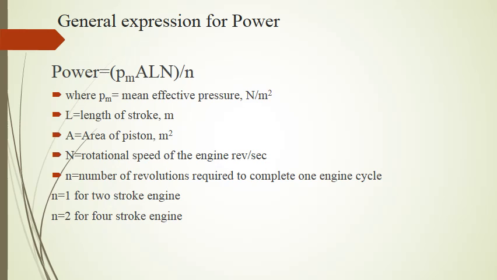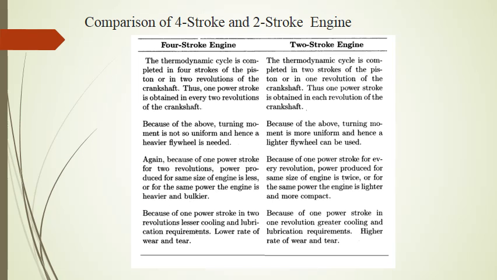If it is a two-stroke engine, then n is equal to 1. If it is a four-stroke engine, then n is equal to 2. In the four-stroke engines, the thermodynamic cycle is completed in 4 strokes of the piston or in 2 revolutions of the crankshaft. So, 1 power stroke is obtained in every 2 revolutions of the crankshaft. Whereas in the two-stroke engine, the thermodynamic cycle is completed in 2 strokes of the piston or in 1 revolution of the crankshaft. Thus, 1 power stroke is obtained in each revolution of the crankshaft.